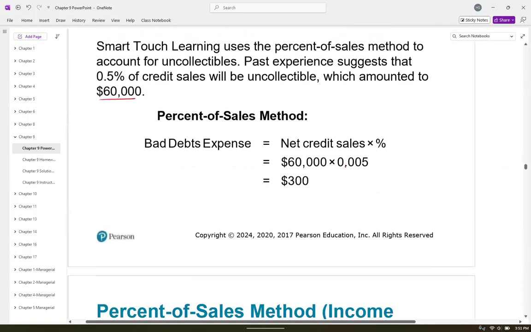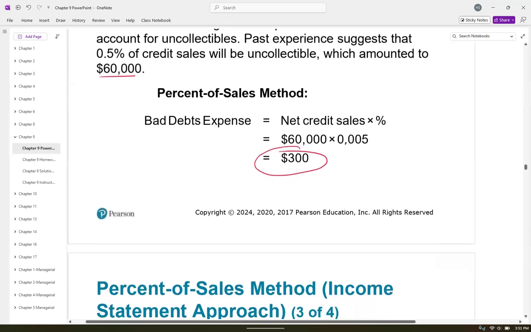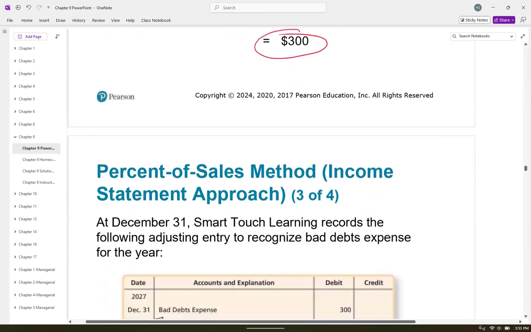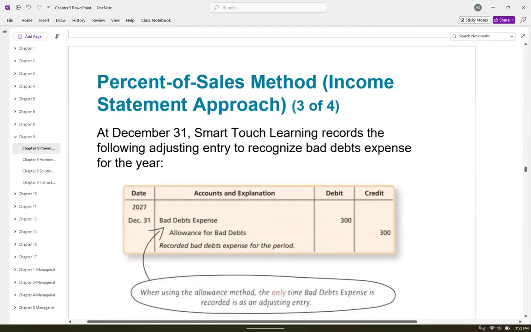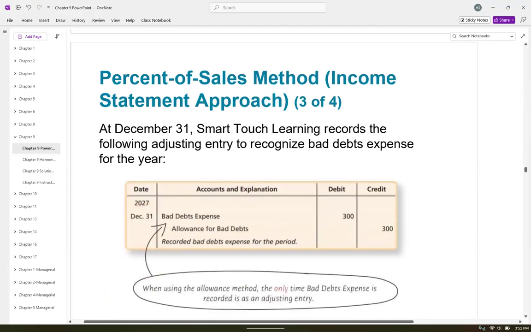Okay. So that tells us that $300 will be uncollectible. We don't know who, because remember, if we knew who was not going to pay us, we would have never extended credit to them, right? So we're going to make the entry to debit bad debt expense, credit the allowance for bad debts, and that's it. Okay, we're done. We don't have to really do anything else.